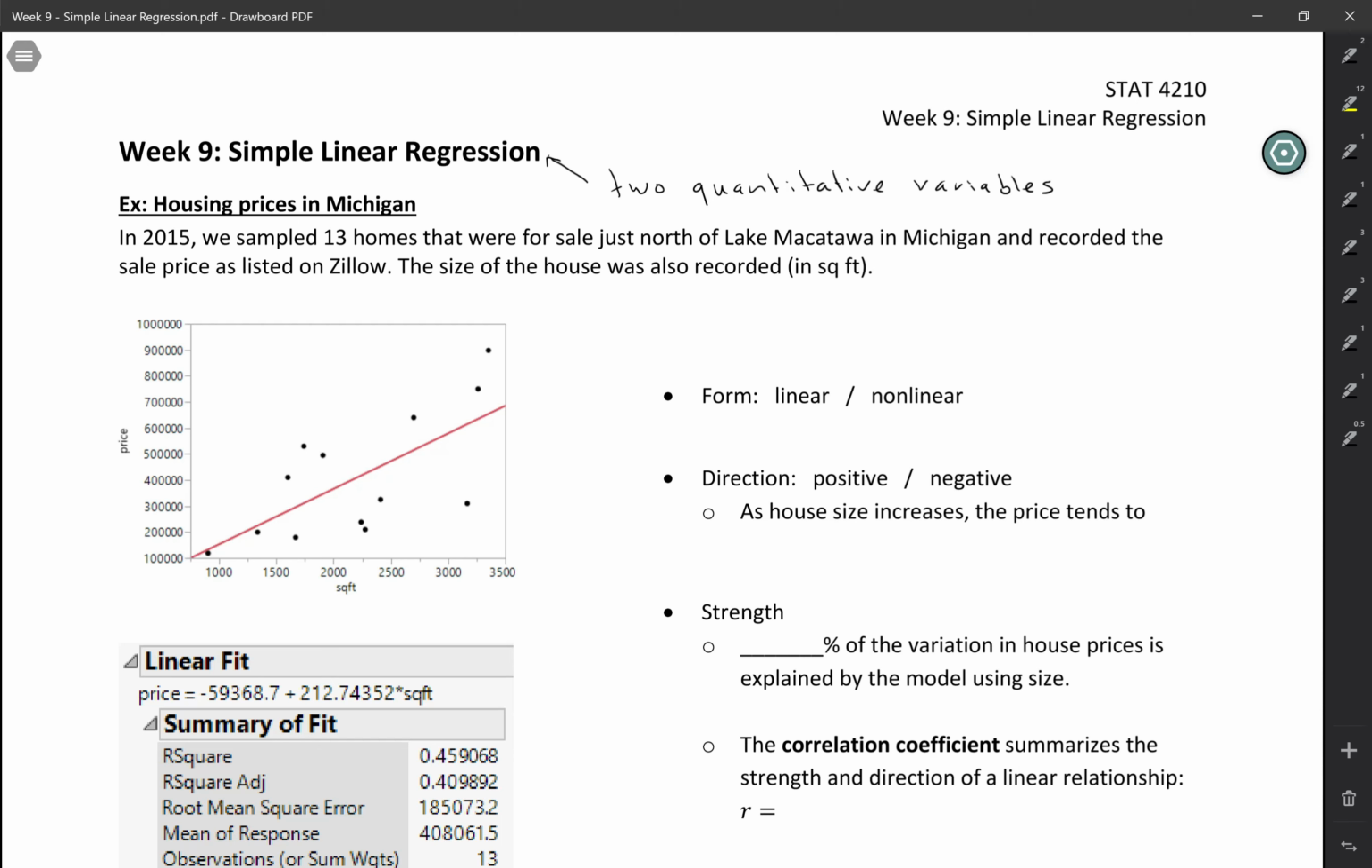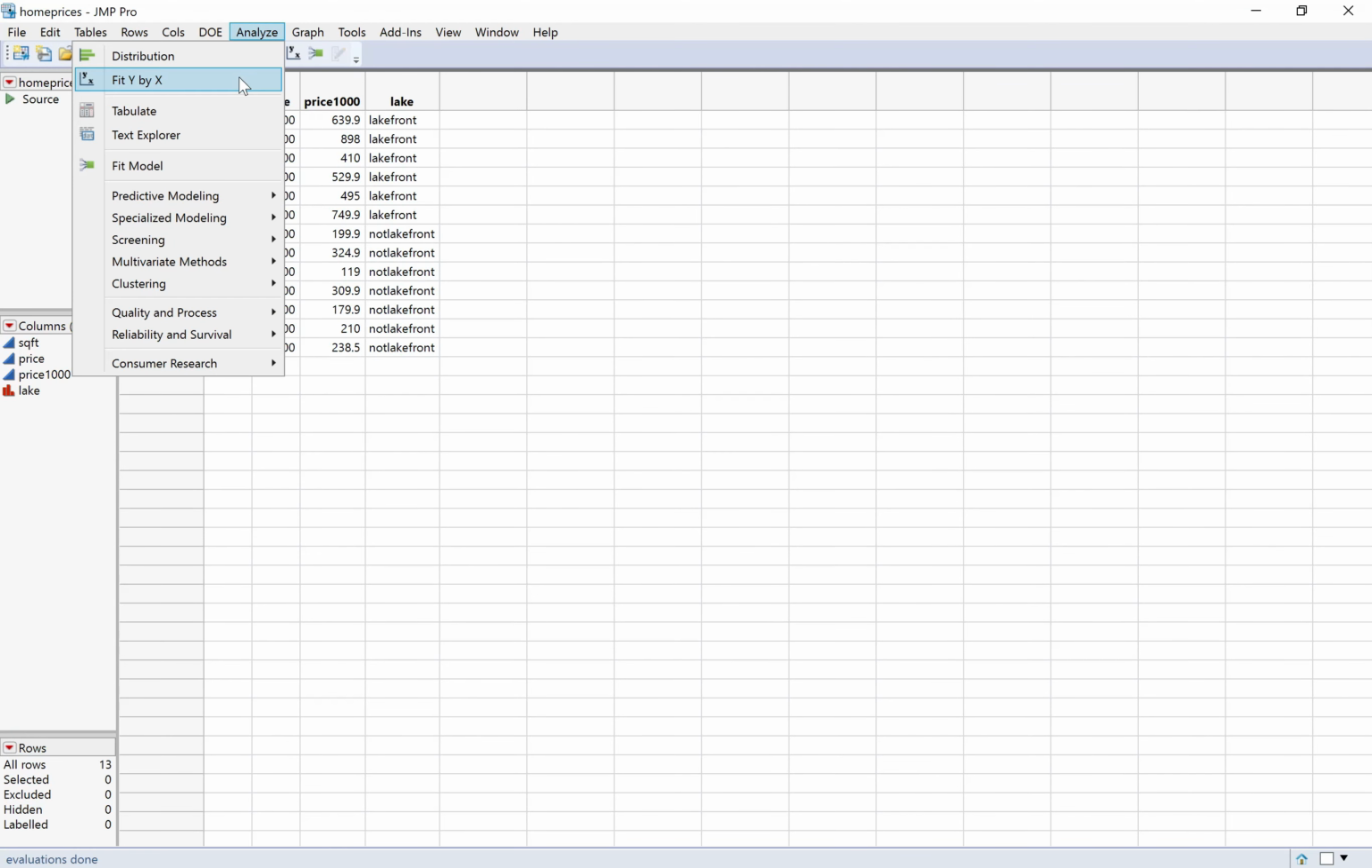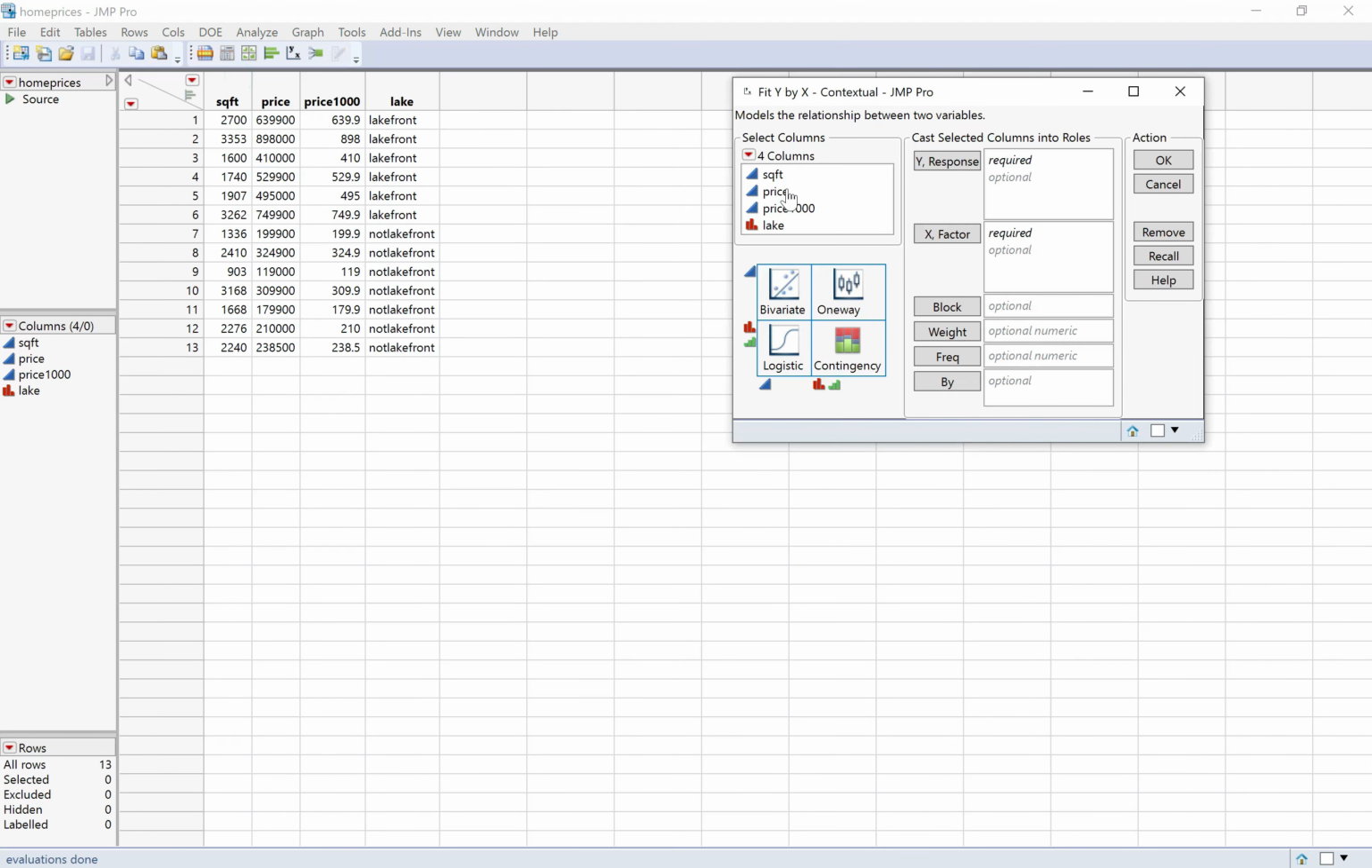So first of all, let me just show you quickly how we would do this in JMP. We are talking about the relationship between two variables, so we're going to do Analyze, Fit Y by X, and we have a quantitative response, which is price, and a quantitative explanatory variable, which is size or square footage.